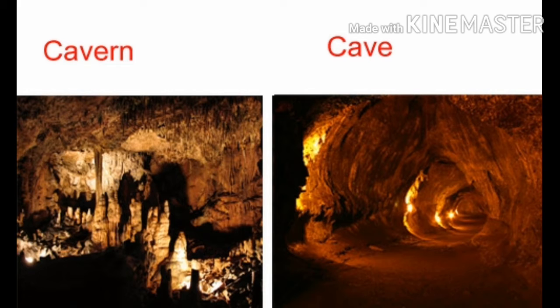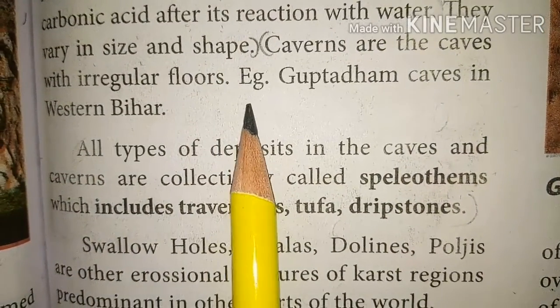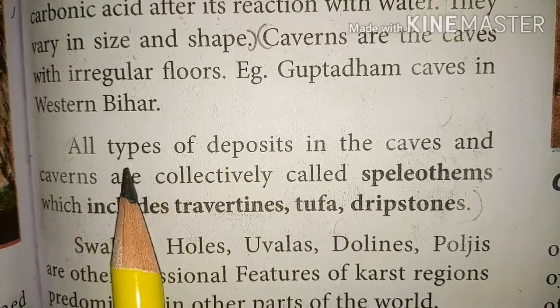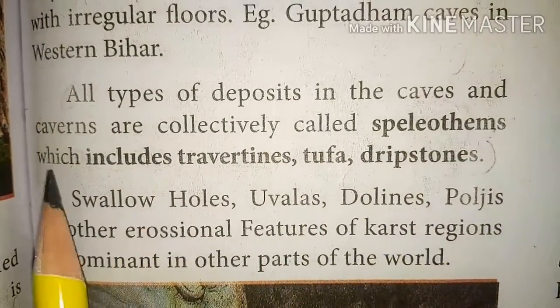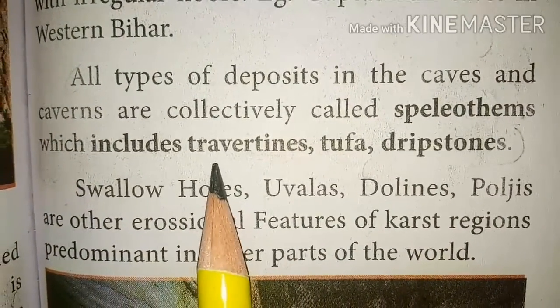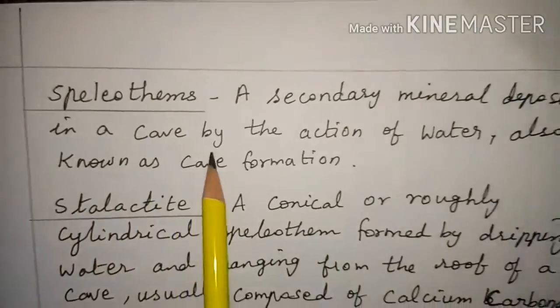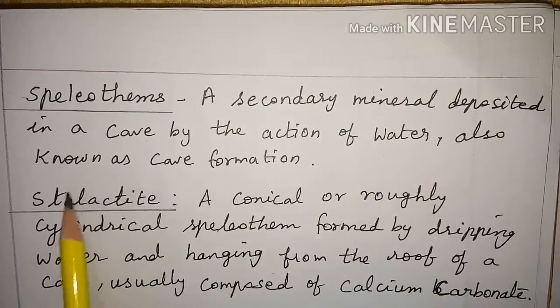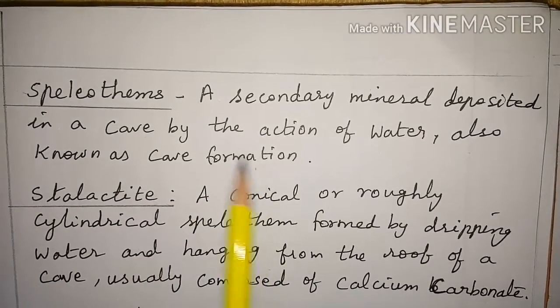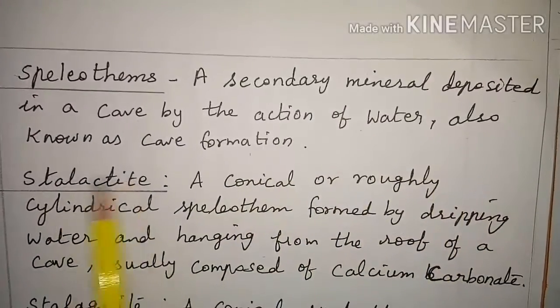They vary in size and shape. Caverns are the caves with irregular floors. Example, Guptadham caves in western Bihar. All types of deposits in the caves and caverns are collectively called speleothems, which includes travertines, tufa and dripstone. Speleothems means a secondary mineral deposited in a cave by the action of water, also known as cave formation.